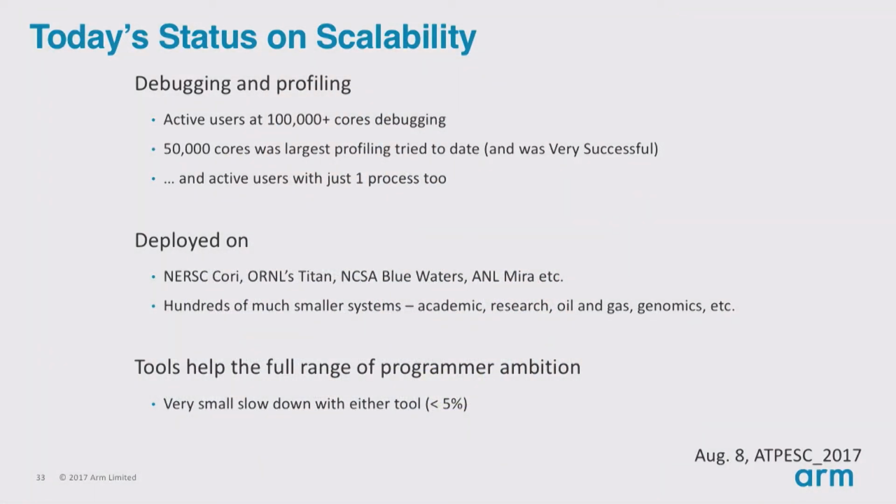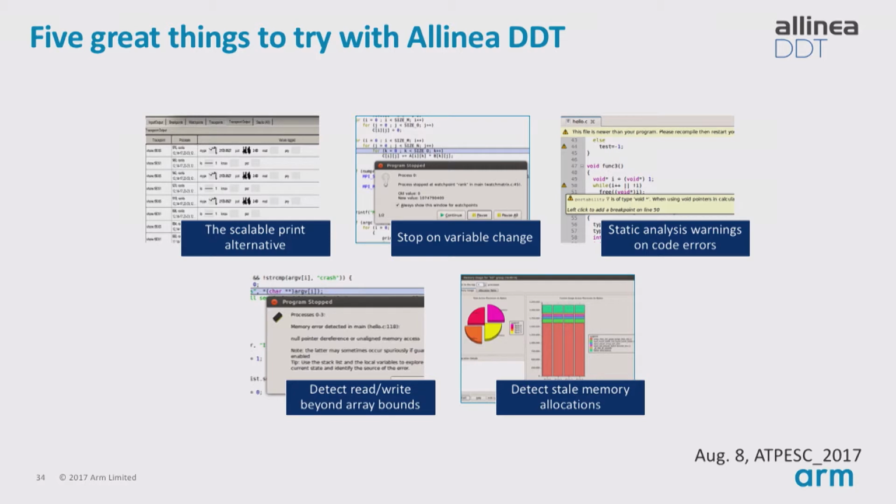So here we go. 50,000 cores was the largest profiling that's been done, and that was very successful. We have cases of debugging happening at thousands of cores. It's deployed on a number of machines. Unfortunately, there are no European machines here, but around the world, there are machines that are using the Forge suite. And we want the tools to be of low overhead, both for your brain and for execution on the machine.